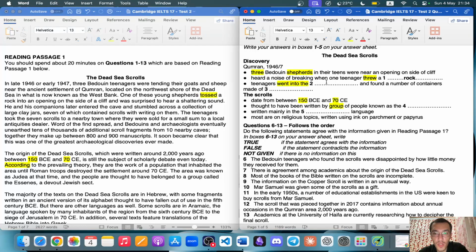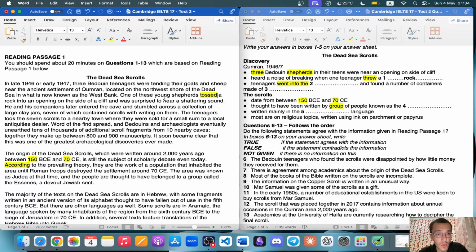So the teenagers went into the cave. One of these young shepherds tossed a rock into an opening on the side of a cliff and was surprised to hear a shattering sound. We have question number one here, highlighted. He and his companions later entered the cave. They entered the cave, so I'm going to put a number two here.